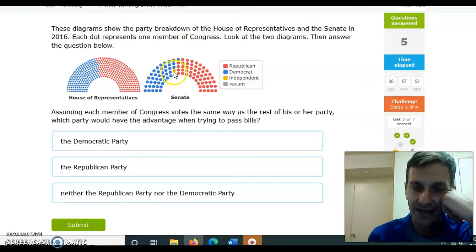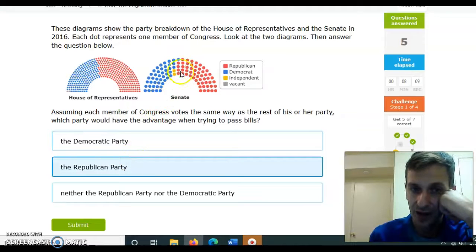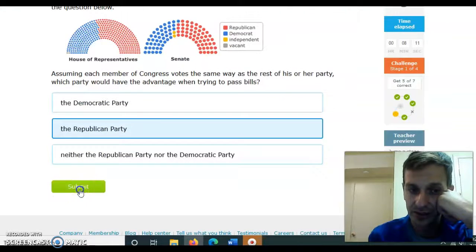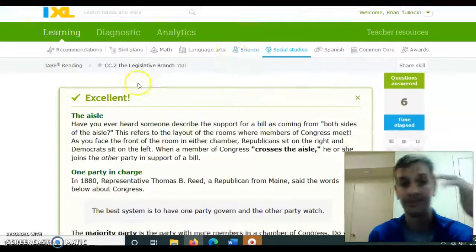It's hard to say, but they vote with the Democrats. So there's one more Democrat, or there's one less Democrat. There's more Republicans. There's more red than blue. More red than blue. The answer is going to be Republican. Okay?